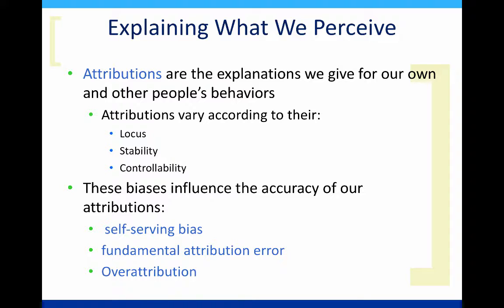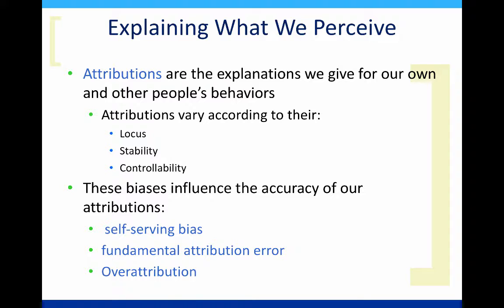Finally, controllability. How much of this behavior is under this person's control? How much of it is out of their control? If they got drunk last night and overslept, that's obviously under their control. But if they're stuck on the freeway due to an accident up ahead, that's not under their control. The attributions we give to ourselves and others' behavior are very prone to the following biases: self-serving bias, fundamental attribution error, and over-attribution.